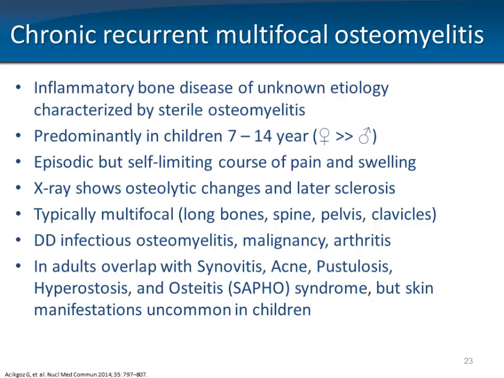It is episodic, with episodes of self-limiting pain and swelling. X-rays usually show an osteolytic change that later becomes partly sclerotic. It's typically multifocal, and changes tend to be symmetric. Differential diagnosis, of course, is that of infectious osteomyelitis, malignancy, and arthritis. For adults, there is some overlap with SAPHO syndrome, but you only rarely see the skin manifestations in children.